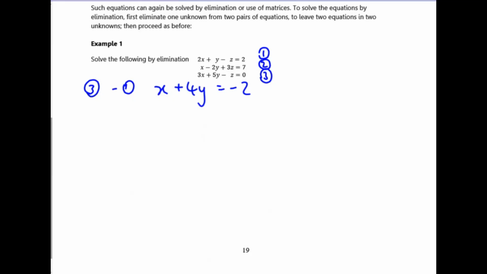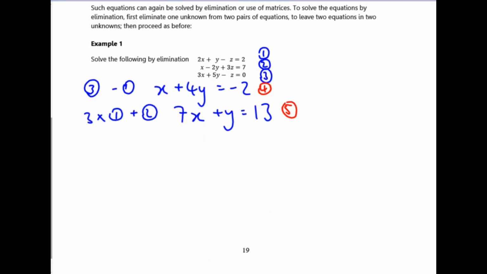I'll eliminate z in a different way, so now I'm going to include equation 2. So I'm going to do 3 times equation 1 plus equation 2, and that will eliminate z. So 3 times equation 1 gives me 6x plus x, which is 7x. 3y plus minus 2y, which is y. That gives me minus 3z plus 3z cancels out, and on the right hand side 6 plus 7 gives me 13.